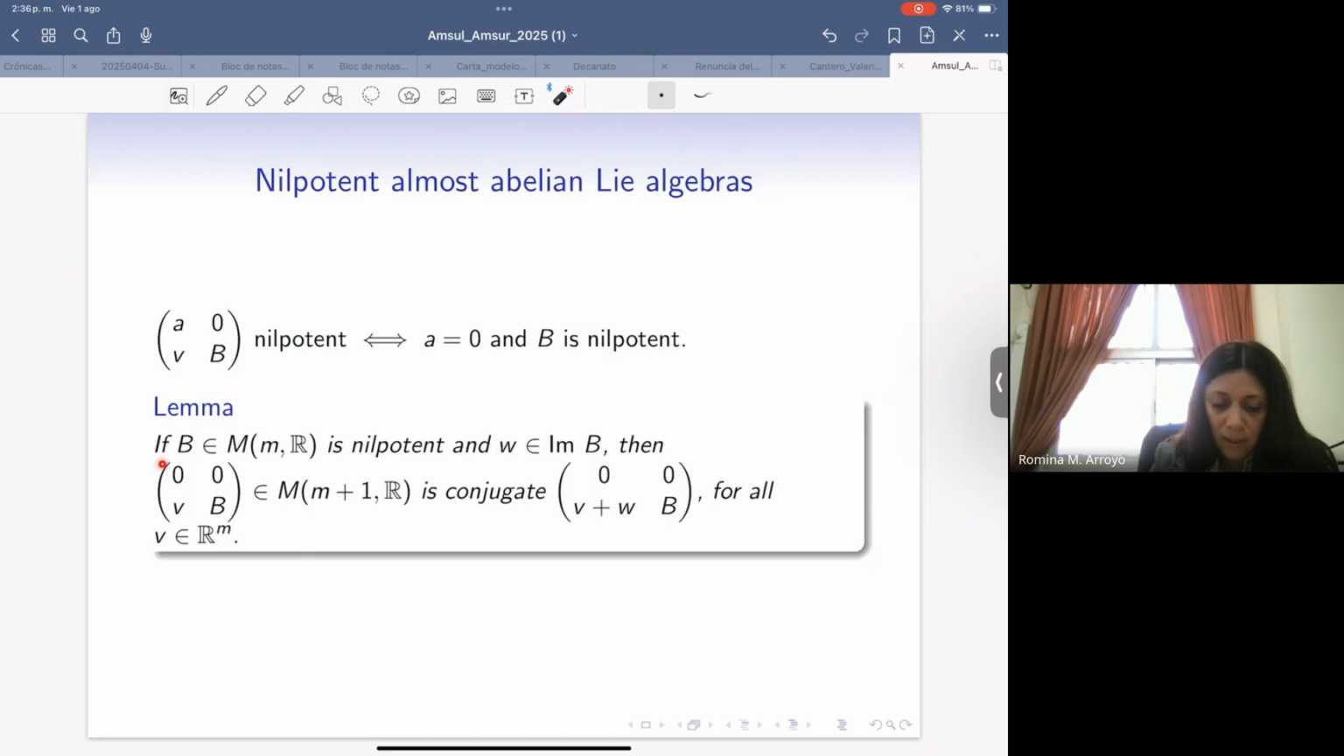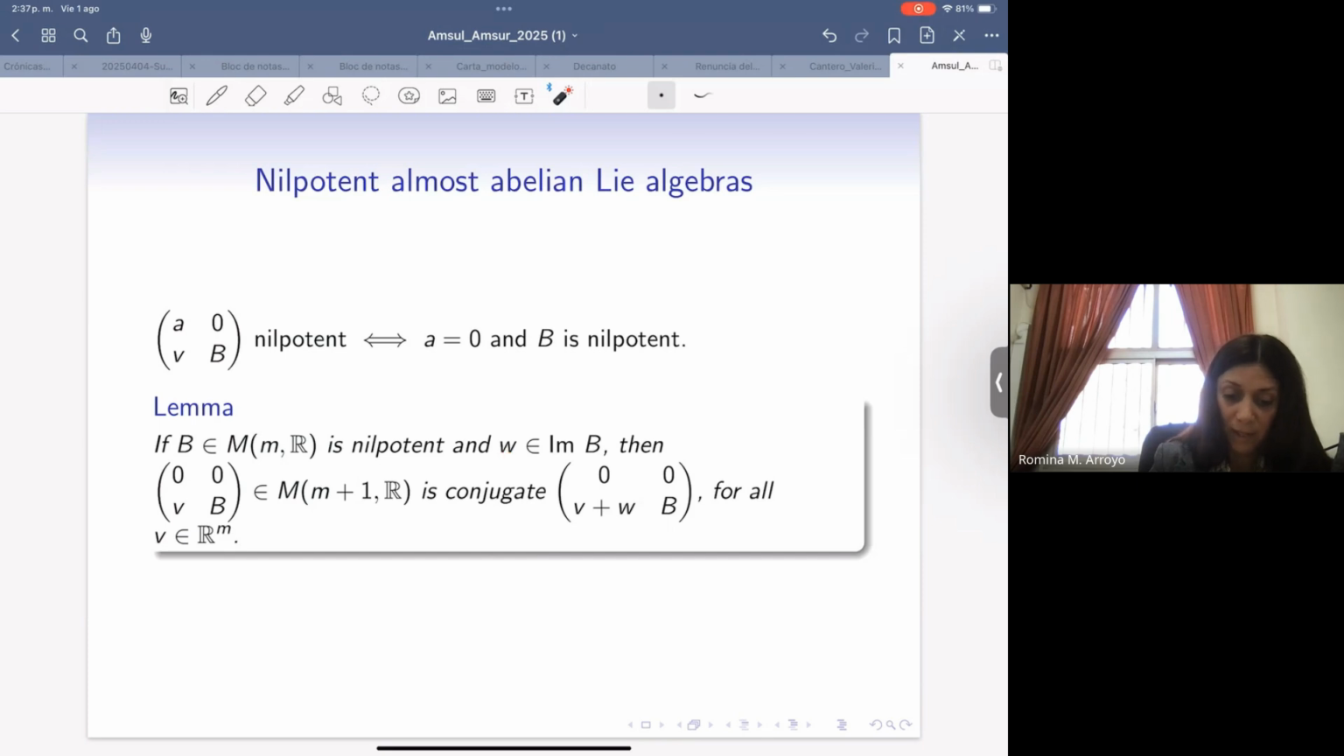So consider capital B a nilpotent matrix, and w one vector in the image of capital B. So our first statement says that if you consider this matrix, then this matrix will be conjugate to this matrix. So if w is in the image of capital B, then you can add w here, and you are going to be in the same class of matrices up to conjugation.